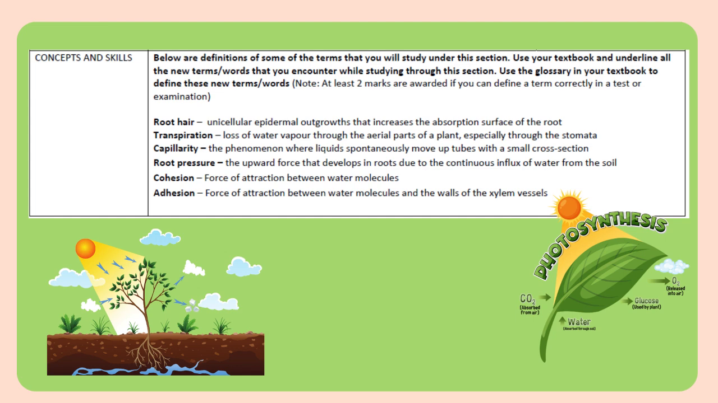Root hair, unicellular epidermal outgrowths that increase the absorption surface of the root. Transpiration, loss of water vapor through the aerial parts of a plant, especially through the stomata. Capillarity, the phenomenon where liquids spontaneously move up tubes with a small cross-section.